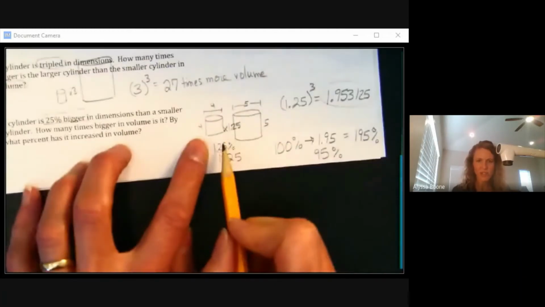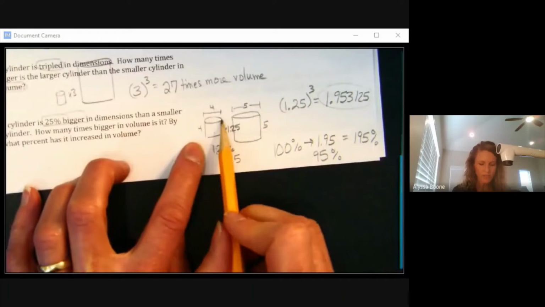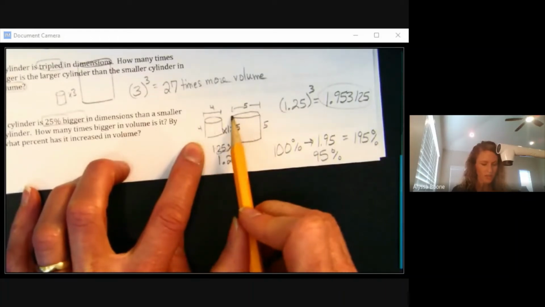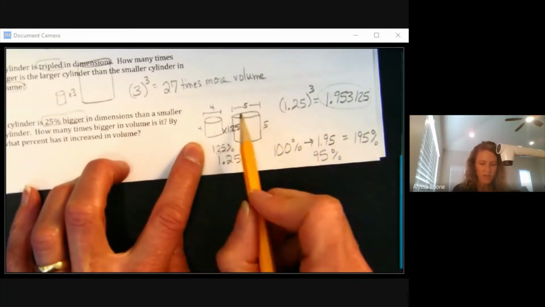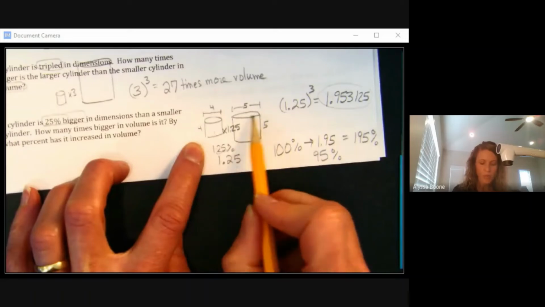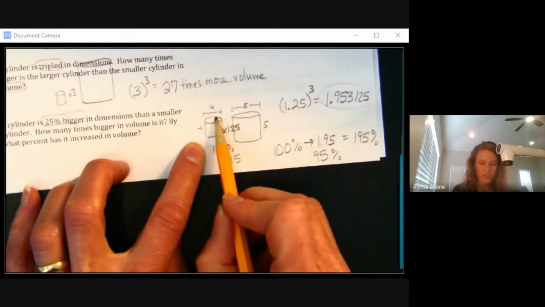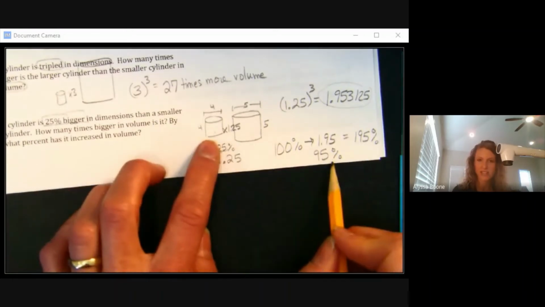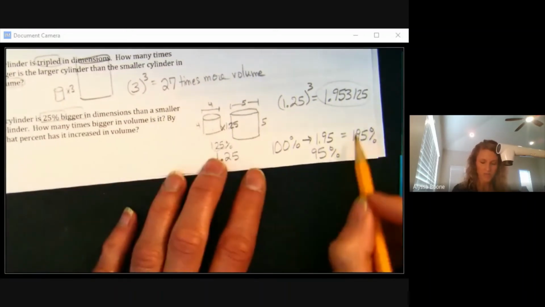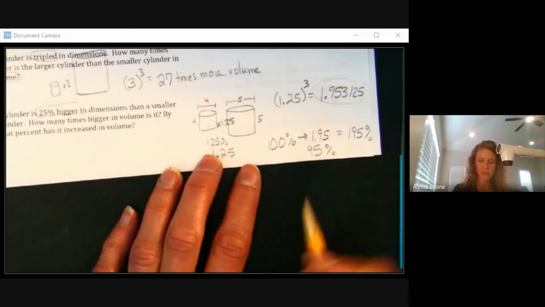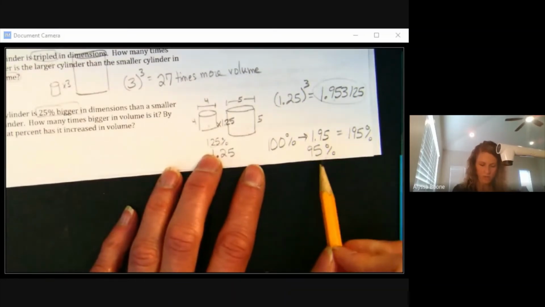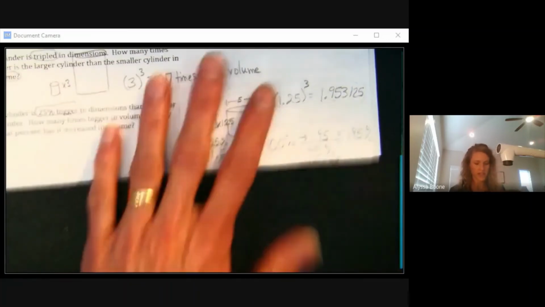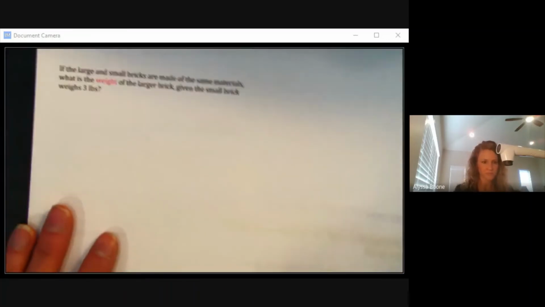It's kind of interesting because you think of, if the dimension is only 4 and all I add is 1 centimeter and make it a 5 and 5, I've almost got twice as much volume. I've increased it 100%. It's kind of interesting. See, again, I almost have 2 times the volume. So the answer is it's increased 95%. All right, I think I've got one more example.